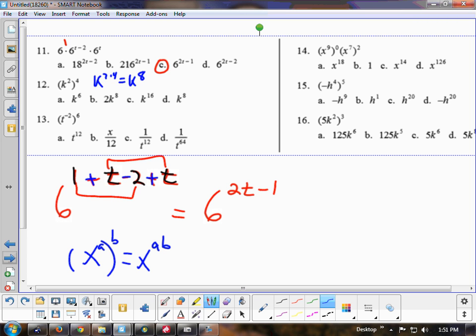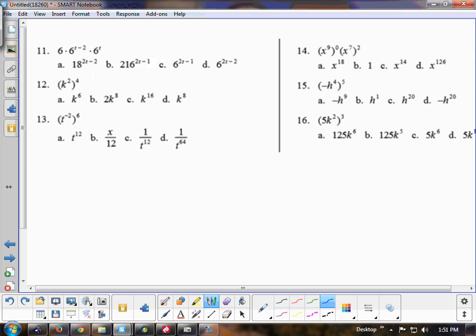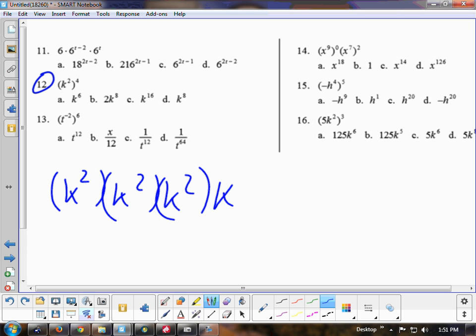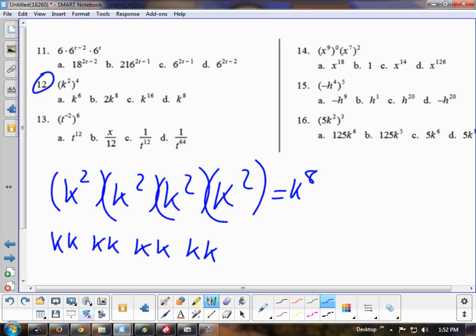Okay, if you forget how to do these, like this one here, 12, I can write this out 4 times and just add up how many k's I have here: 2, 4, 6, 8. So that's k to the 8th. I could even take it further and go, each one's 2 k's, and we're doing that 4 times, and I got 2, 4, 6, 8 k's there. So if you don't remember the rules, at least try it that way.